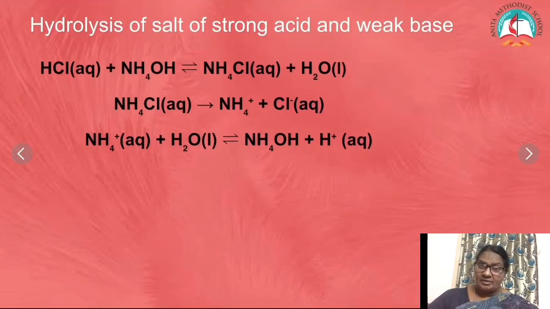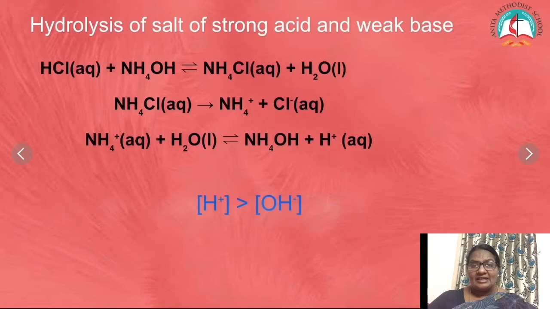Whereas the ammonium ion, which is the conjugate acid of the weak base ammonium hydroxide, will immediately combine with water, forming the unionized weak base and giving out H plus. So in this mixture, H plus ions keep on increasing. So the concentration of H plus is greater than the hydroxyl ion. That means what will happen to the pH? It will decrease. So the solution will be acidic in nature. Now, let us see how to calculate the pH of this solution.